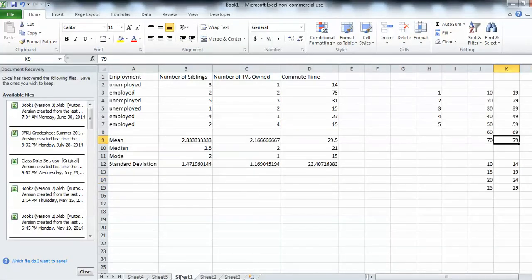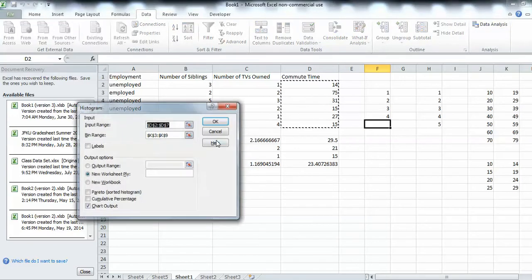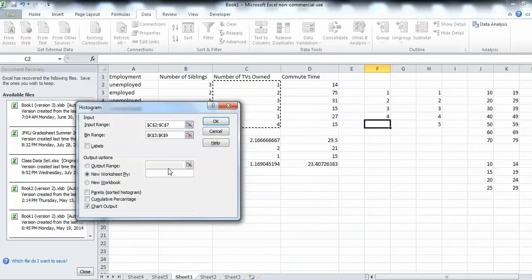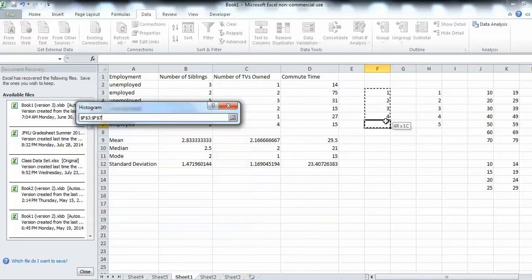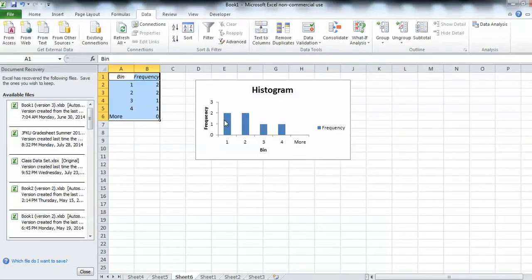I still need one more histogram for number of TVs. Number of TVs only goes from 1 to 4, so I'll do it just like I did over here. I'll just type 1, 2, 3, 4. I'll go to Data Analysis, Histogram. I'll highlight the data for number of TVs for input range. For bin range, I'll highlight my numbers here, 1 to 4, and I have to make sure chart output is checked.